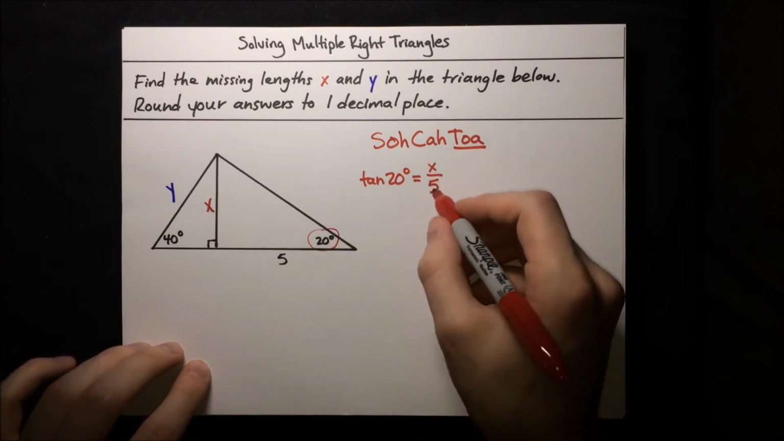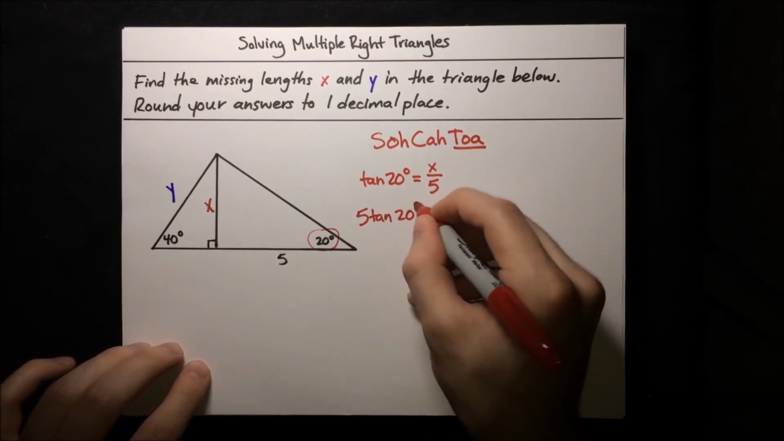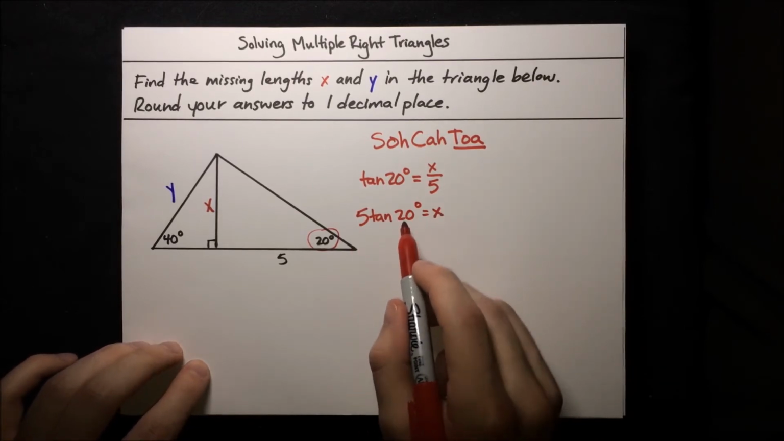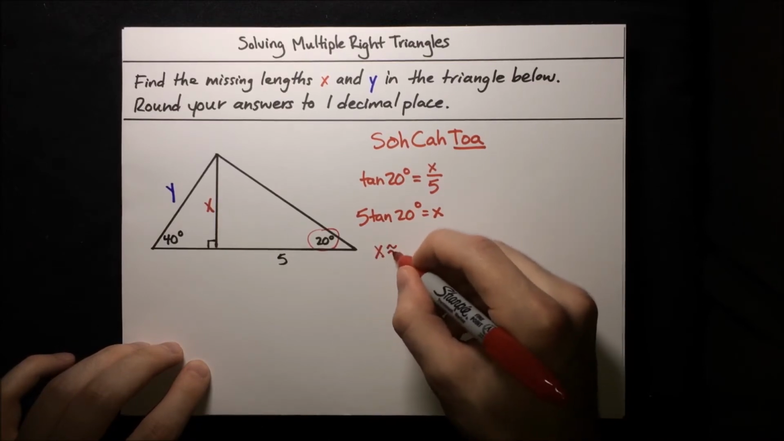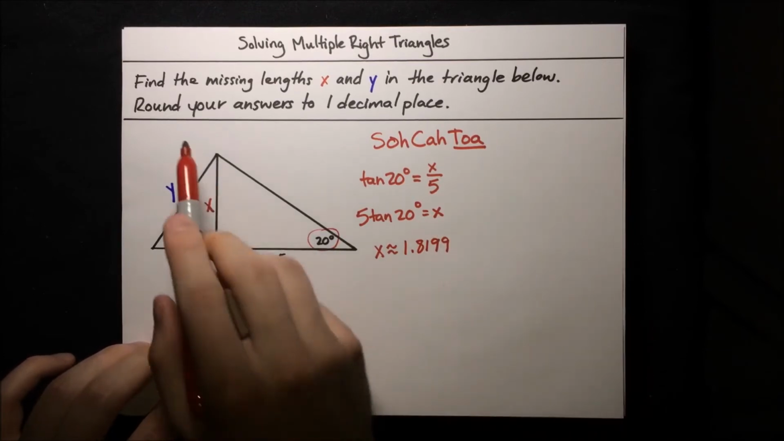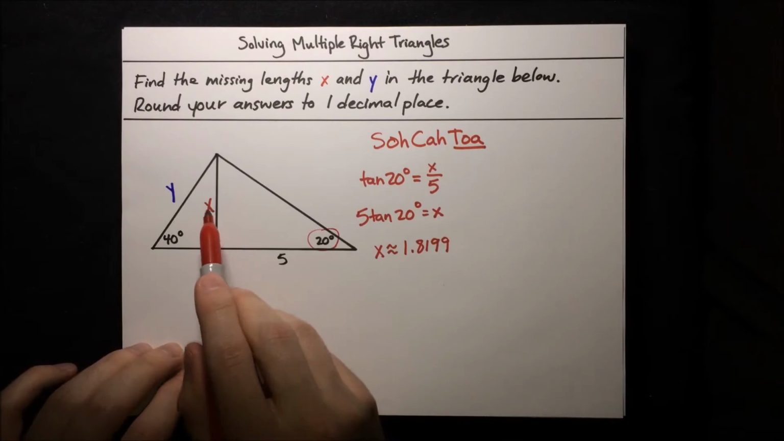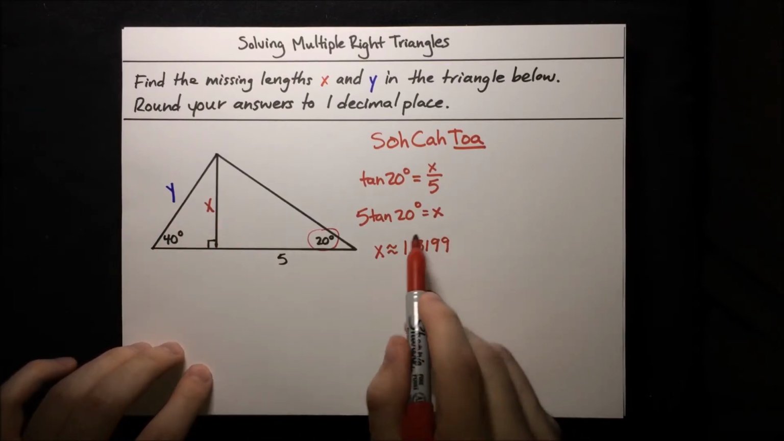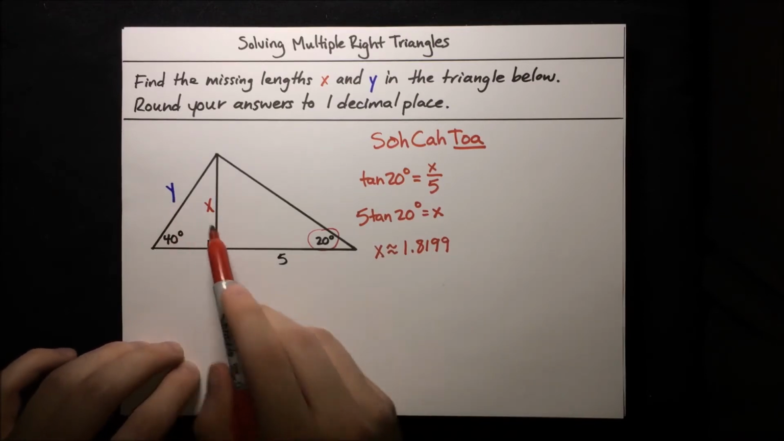So let's go ahead and solve for x, multiply both sides by 5. 5 tangent of 20 degrees is equal to x, and then we'll just punch that into our calculator. Make sure you're in degree mode for the 20 degrees, and we get that x is roughly equal to 1.8199. And I know it says to round your answers to one decimal place, but we're going to be using x to solve for y, so we don't want to introduce any round off error. We want to be very precise with x so that our answer for y isn't incorrect due to any imprecision in x.